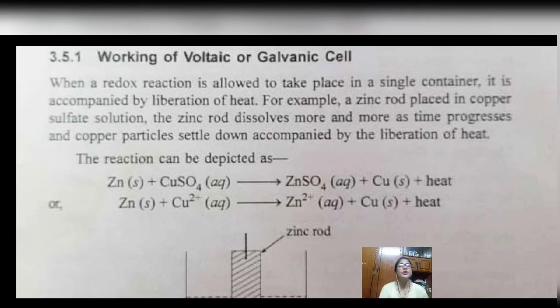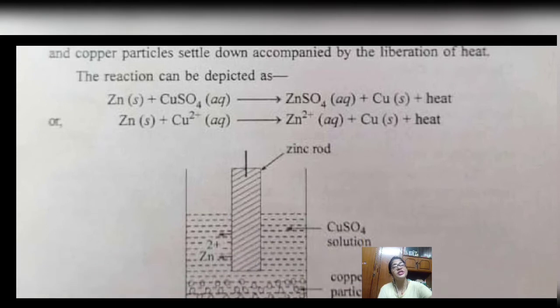From +2 its oxidation number is reducing to 0, and Zn means metallic zinc, which has an oxidation number of 0, is converted to ZnSO4. That means Zn2+ plus SO4 2-. That means it releases 2 electrons and its oxidation number increases from 0 to +2. So we can see it is well explained that zinc is undergoing oxidation and copper is undergoing reduction, and at the same time some amount of heat is also evolved.